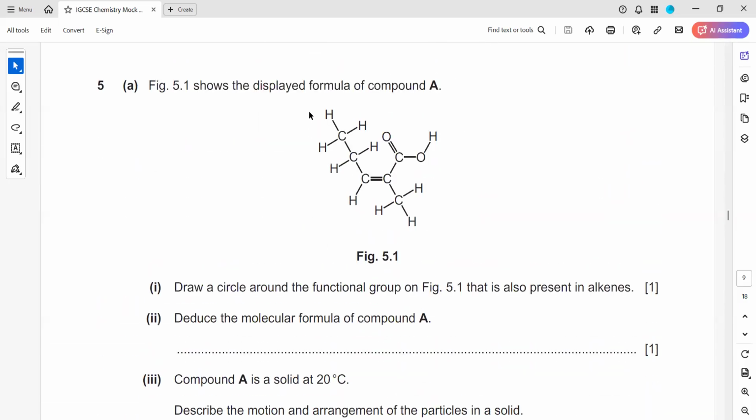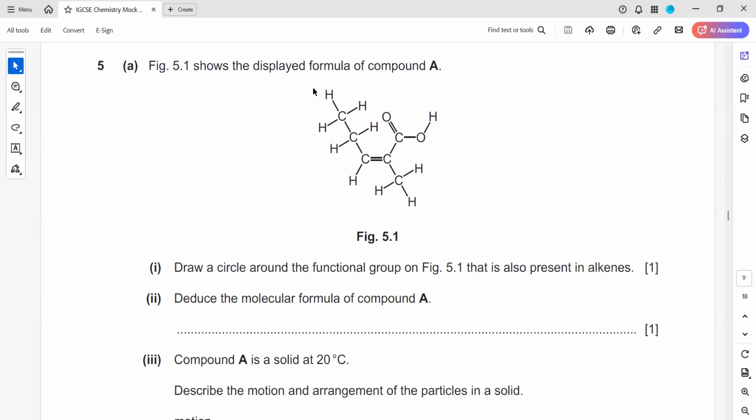Figure 5.1 shows a displayed formula for compound A. Draw a circle around a functional group in the figure that is also present in alkenes. So we have to draw a circle. Then why not the whole formula? No, we don't. The question is to draw a circle around a functional group that is present in alkenes. So we just have to circle the 2 carbons with a double bond.